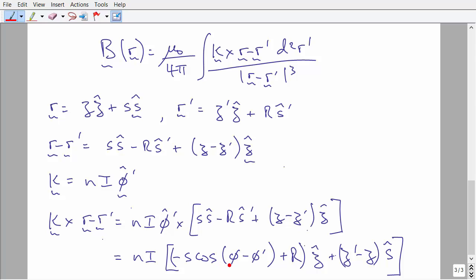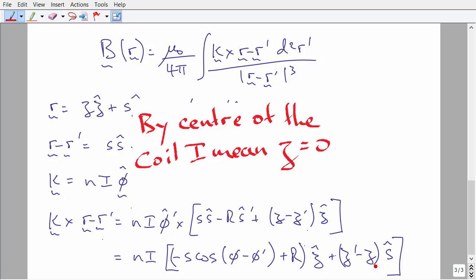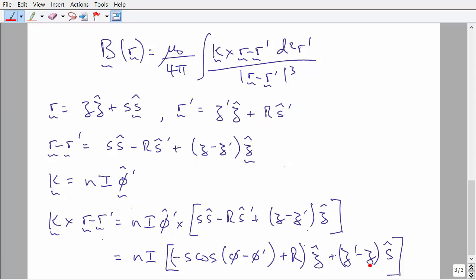So phi equals 0 would mean I'm looking on the x-axis, but since I have cylindrical symmetry I may as well do that. And z equals 0 says I'm looking at the center of the coil, but since I'm going to take the limit that L goes to infinity, in that limit I have complete translational invariance. There really is no center of the coil. So for a finite coil, I may as well look at the center.